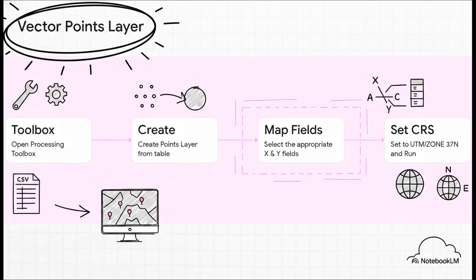You open up the processing toolbox and select Vector Creation, because remember, we are mapping discrete points here. You input your file, map the X and Y columns so the software knows exactly which is which, and then set your coordinate reference system, something like UTM Zone 37N. You hit Run, and boom! That boring spreadsheet instantly transforms into a rich, interactive, visual vector point layer right there on your digital map.